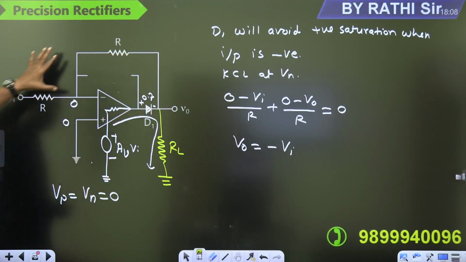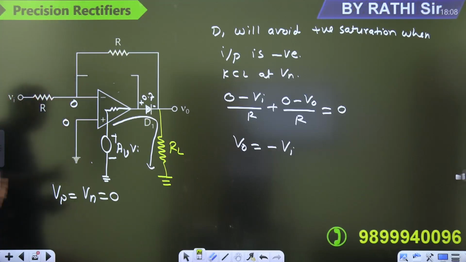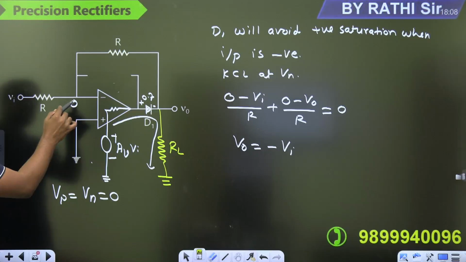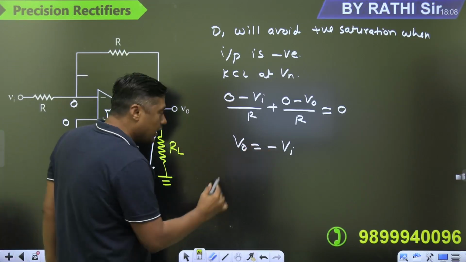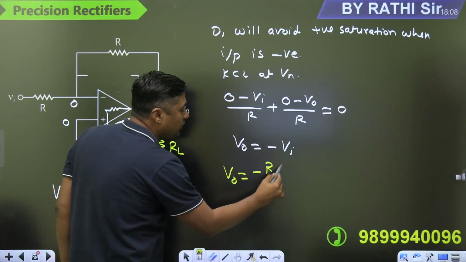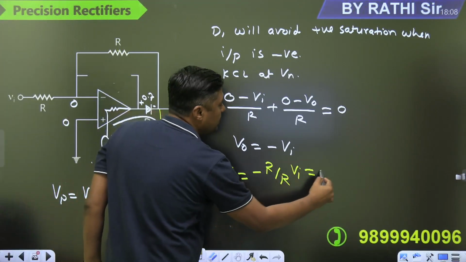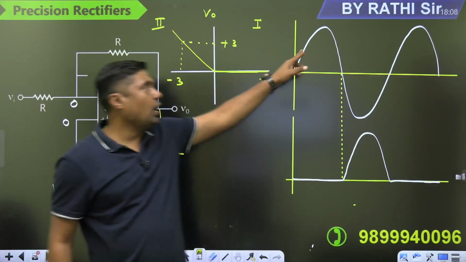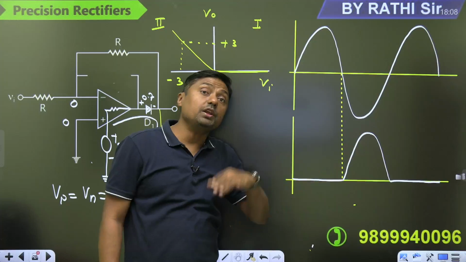You can watch, it is just like an inverting operational amplifier, with R and R, or you can apply the virtual short concept. This is 0, that is 0. You can apply KCL at this point: (0 minus Vi) upon R, (0 minus V0) upon R. You can directly write V0 is equal to minus Vi, or according to the inverting operational amplifier, minus RF by R into Vi, which will become minus Vi. Then for the positive half, what is the output? 0. For the negative half, what is the output? Minus of Vi. It means it will invert.